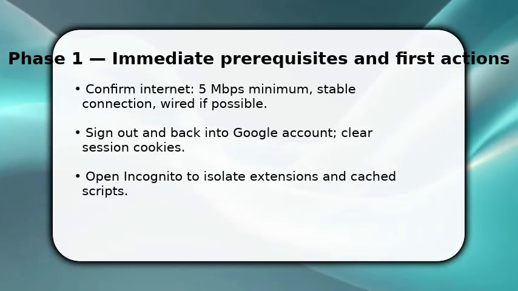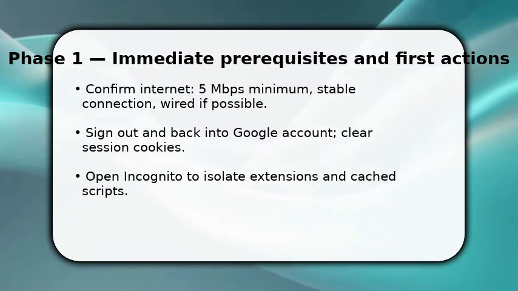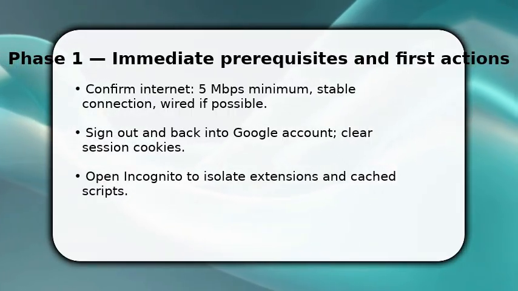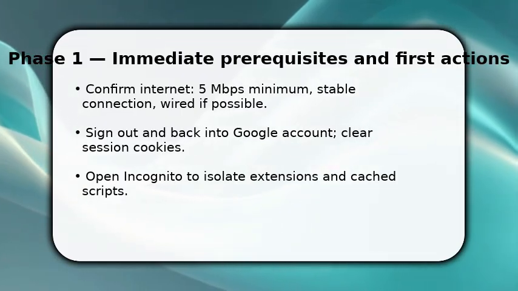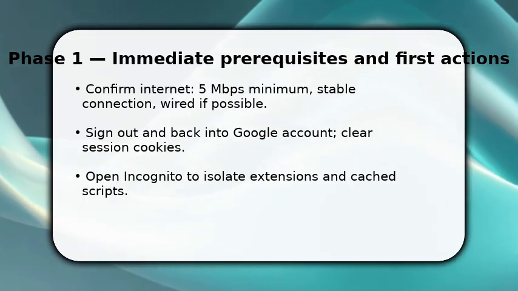You begin by confirming basics that affect loading immediately. Ensure at least 5 Mbps, and when available, use a wired connection to reduce packet loss. Once connected, sign out of your Google account and sign back in to reset session tokens, and make sure to clear cookies for docs.google.com.